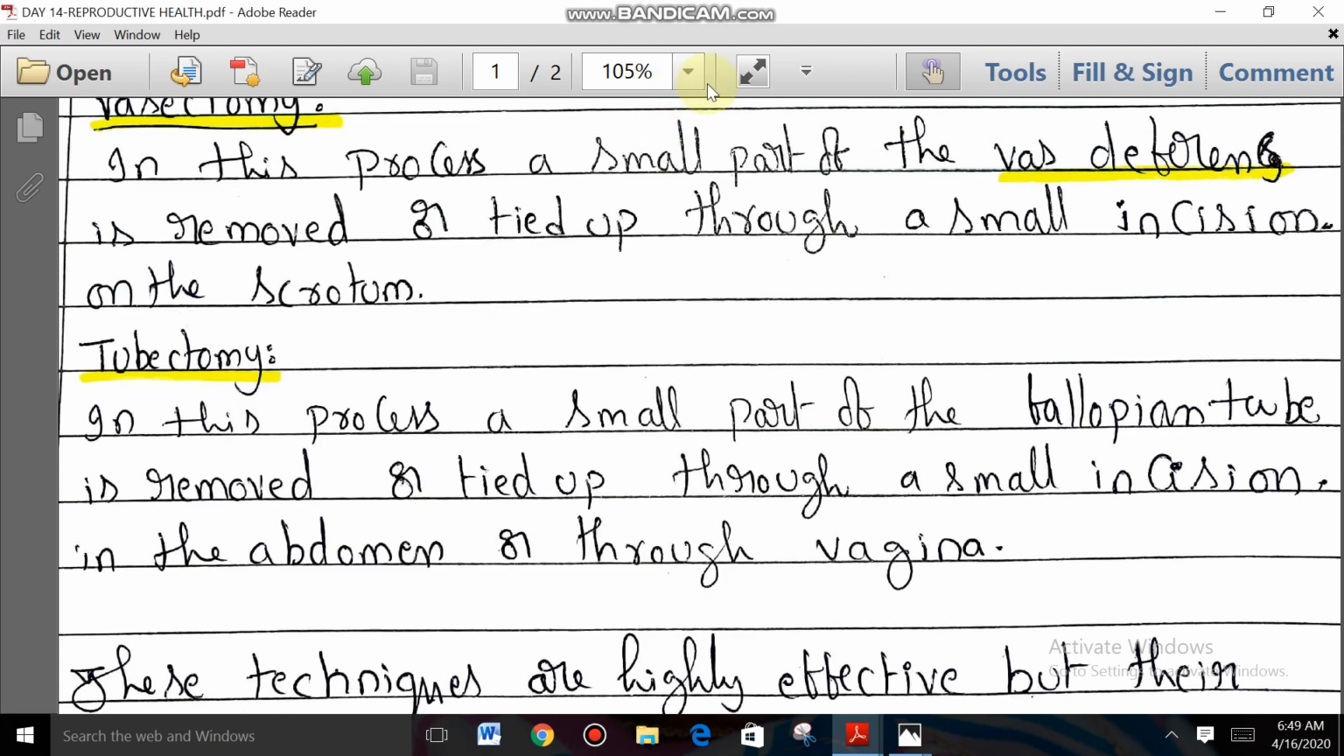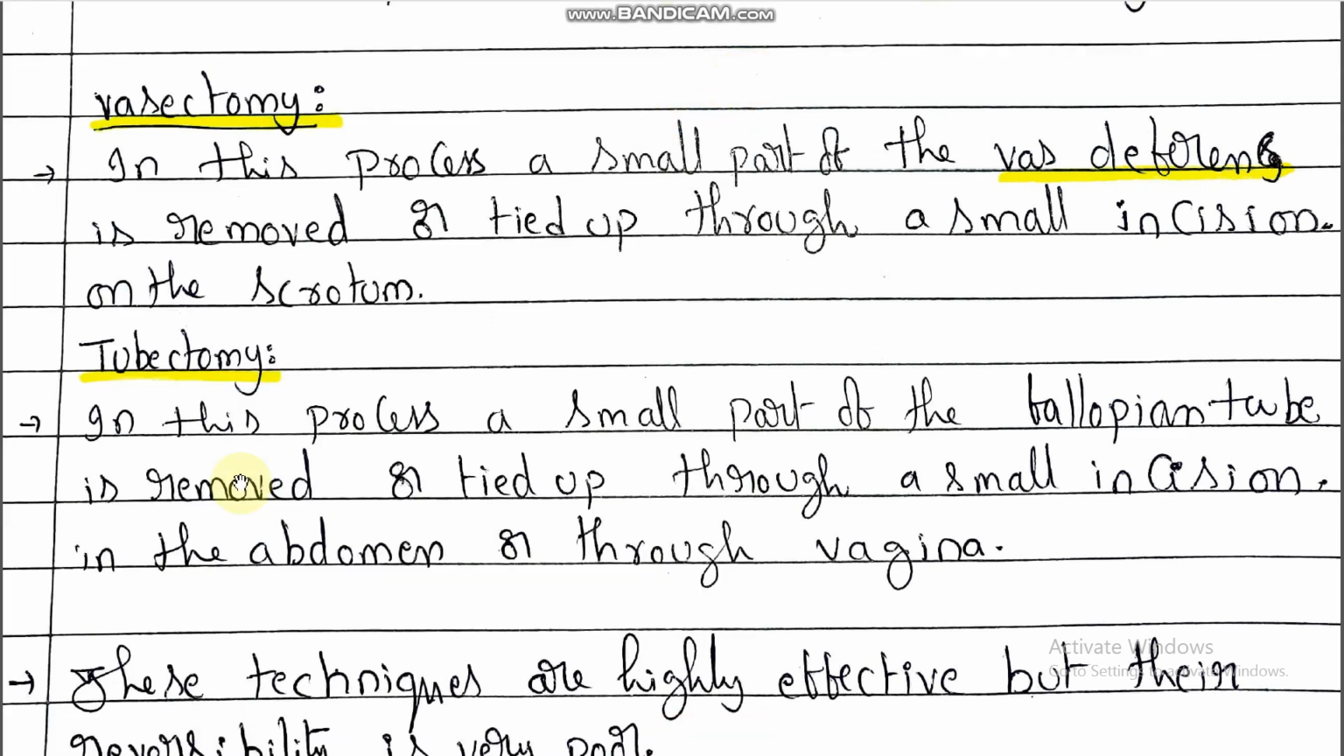Right? So next one, tubectomy. Tubectomy is a sterilization process in the females. In this process, a small part of the fallopian tube is removed or tied up through a small incision in the region of the abdomen or through the vagina.